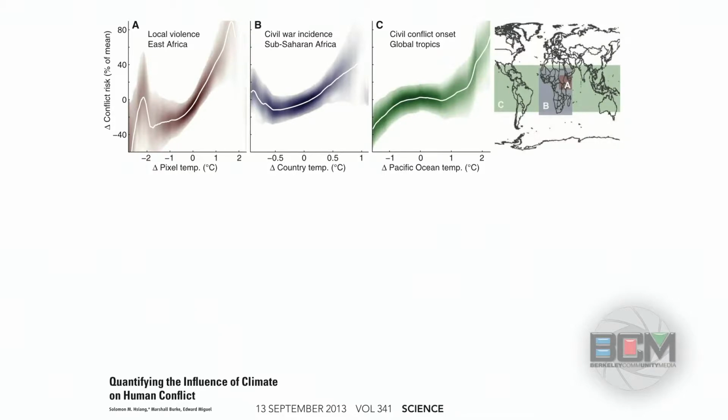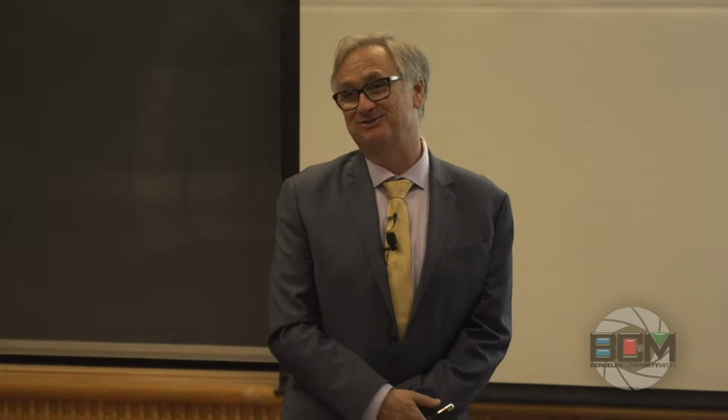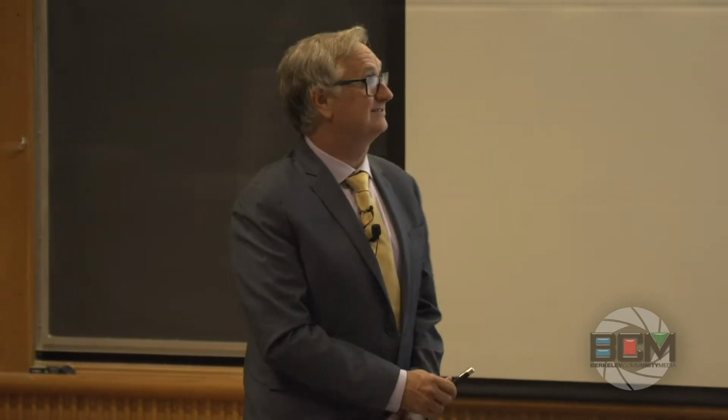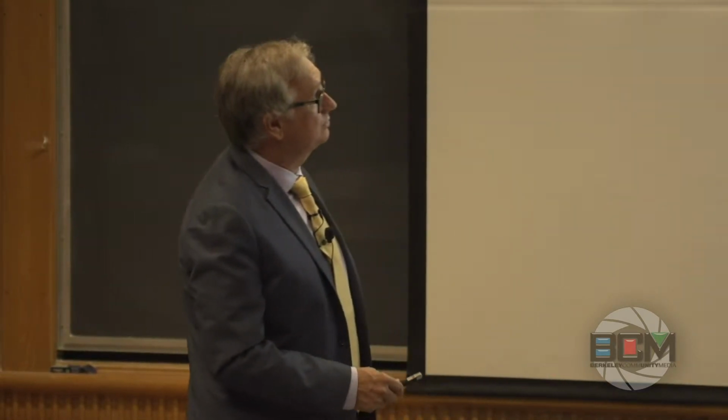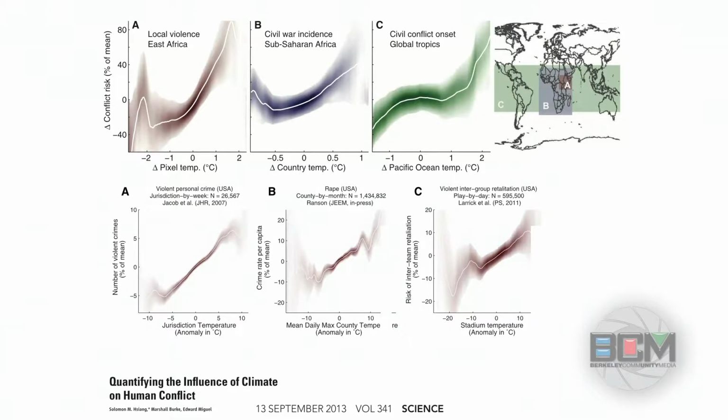Now, regrettably, some of the students in my classes say to me, well, that's true for those people, but it's not true for us. Of course, that's wrong. Here's violent personal crime in the United States. Here's rape in the United States and intergroup retaliation. And you see there's a strong correlation between temperature deviations from the mean and the onset of violence.